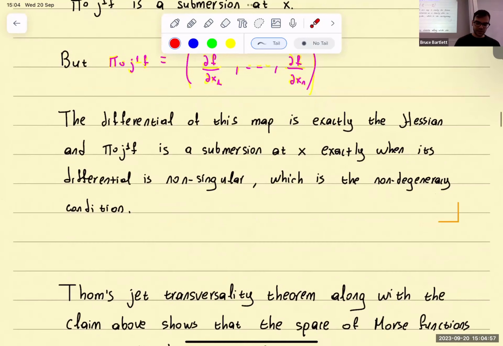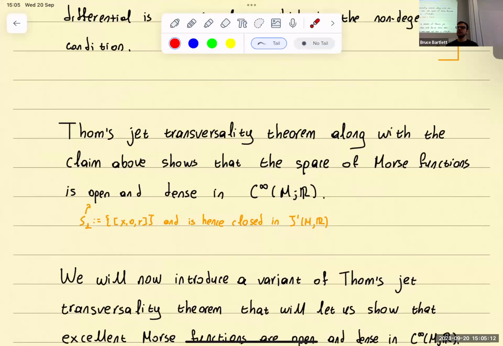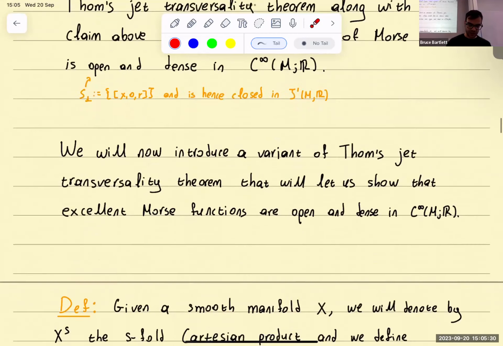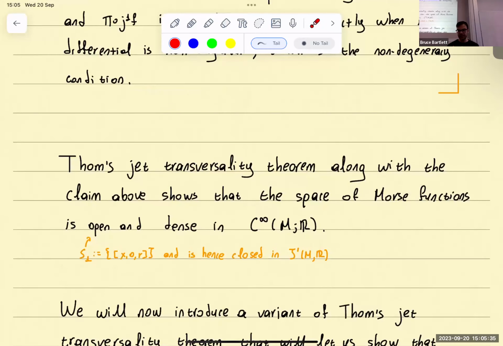Exactly. And now we just apply Thom's jet transversality theorem as a hammer. Thom's jet transversality theorem tells us that the space of functions from M to R whose first jet section intersects S1 transversally is dense. We've just identified that those functions are exactly the functions with non-degenerate critical points, namely the Morse functions. And so we conclude that the space of Morse functions is dense in C infinity of M comma R.